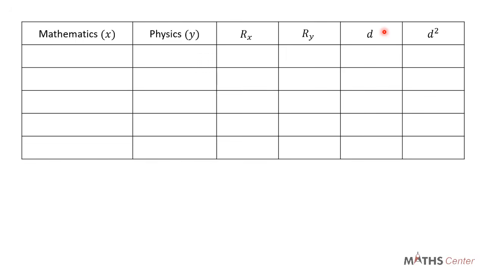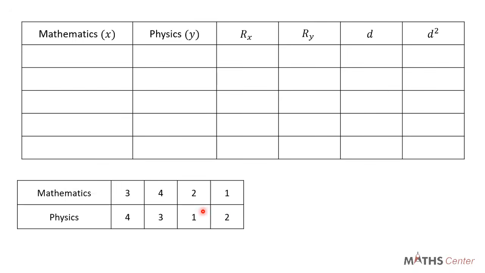The fifth one is D. That will be the difference between the X ranks and then the Y ranks. And the sixth one will be D squared. So we will square all the D values. These are the data points given to us in the table. So for mathematics, we have 3, 4, 2, 1, and you list them vertically here. For physics, we have 4, 3, 1, 2. You list them vertically here. Okay. I assigned mathematics X and physics Y. You can interchange it.